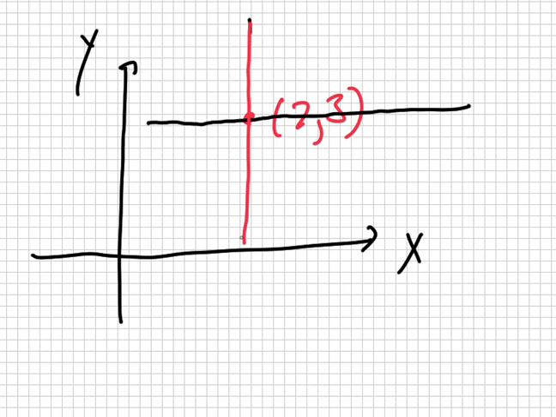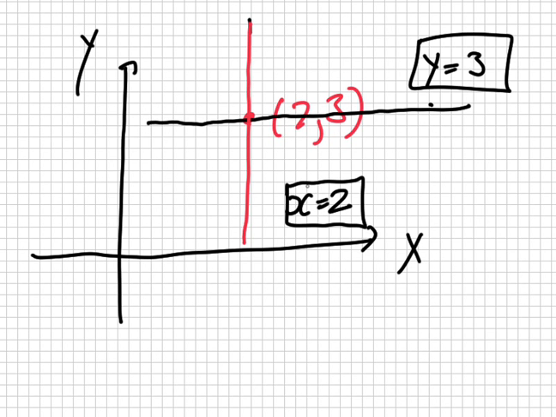When you have horizontal and vertical lines, you don't do what I did in the last example. There's a special way to deal with horizontal and verticals. If the line is horizontal, m is 0, but the equation is just simply y equals 3. And if it's vertical, the equation is just x equals 2 in this example. That's it. There's no calculations. You just write that down. So this one here is for horizontal, and this one here is for vertical.